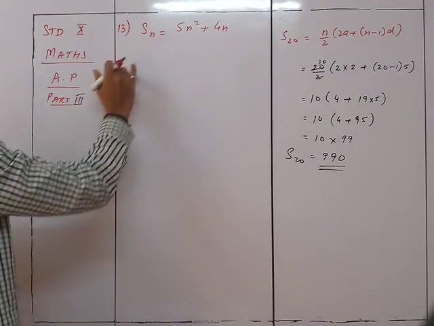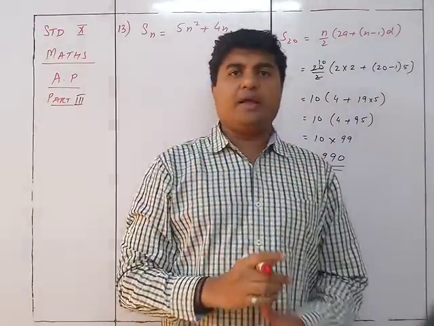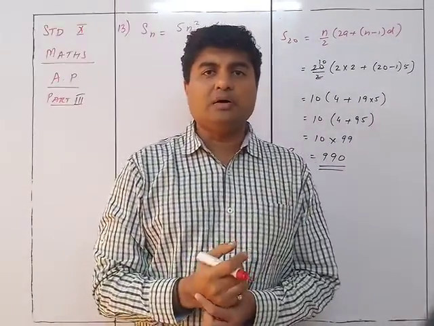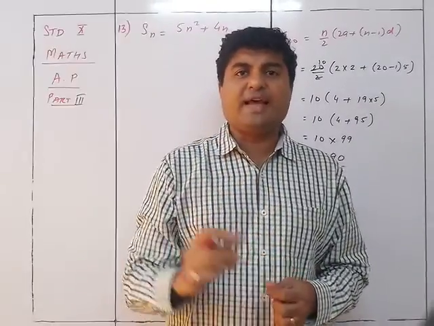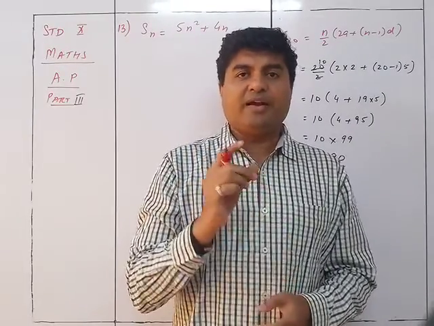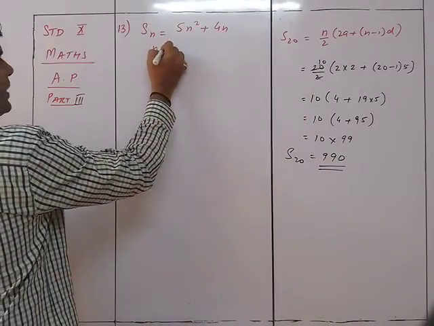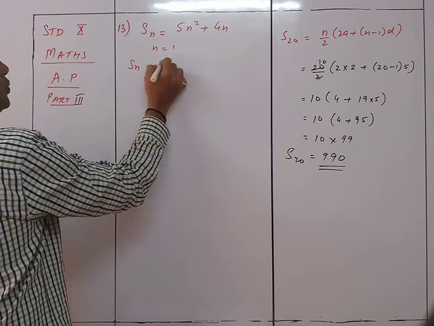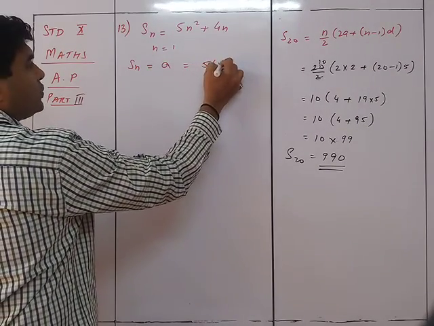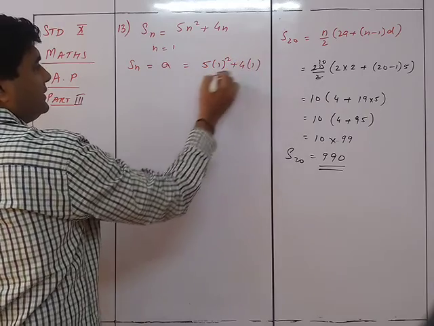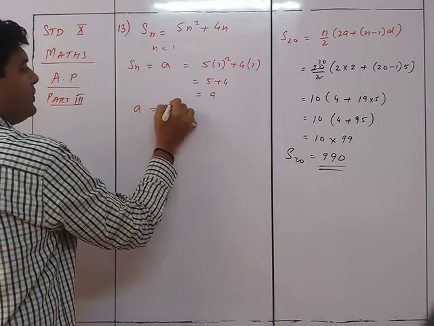Now tell me one thing. If I take only one number of that particular AP, what will be the sum of the one number? That number itself. So if I take S1, n value 1, then automatically if n is equals to 1, then Sn is equals to A is equals to 5 into 1 square plus 4 into 1, that will be 5 plus 4 is equals to 9. So A will be equal to 9.